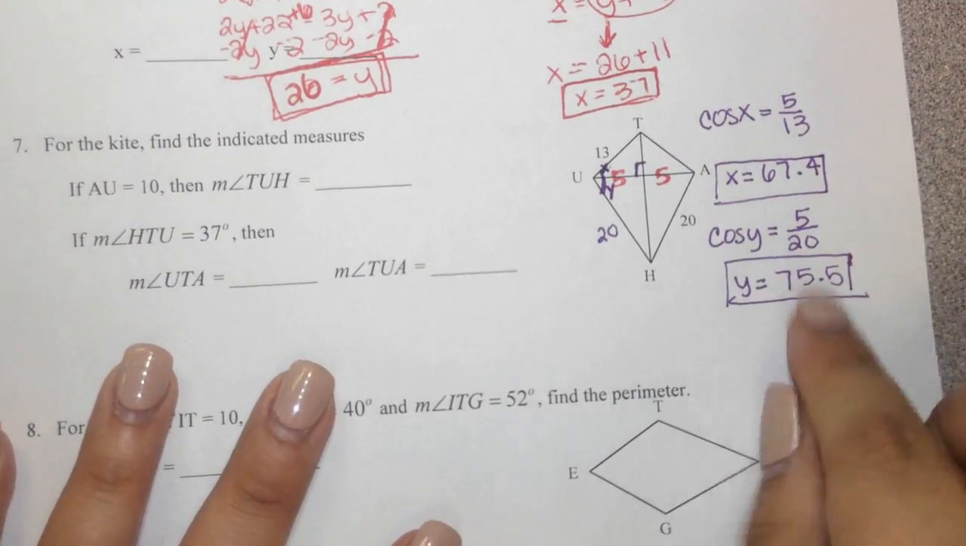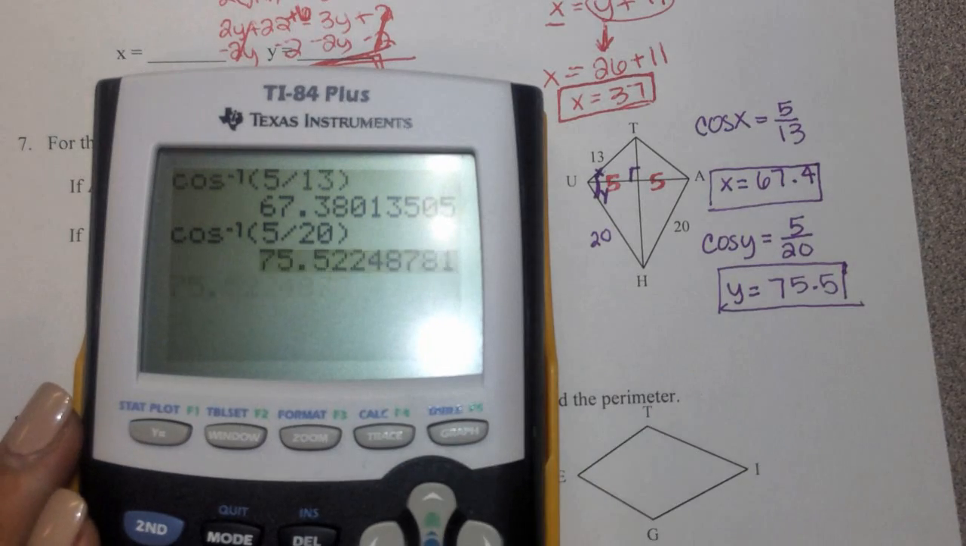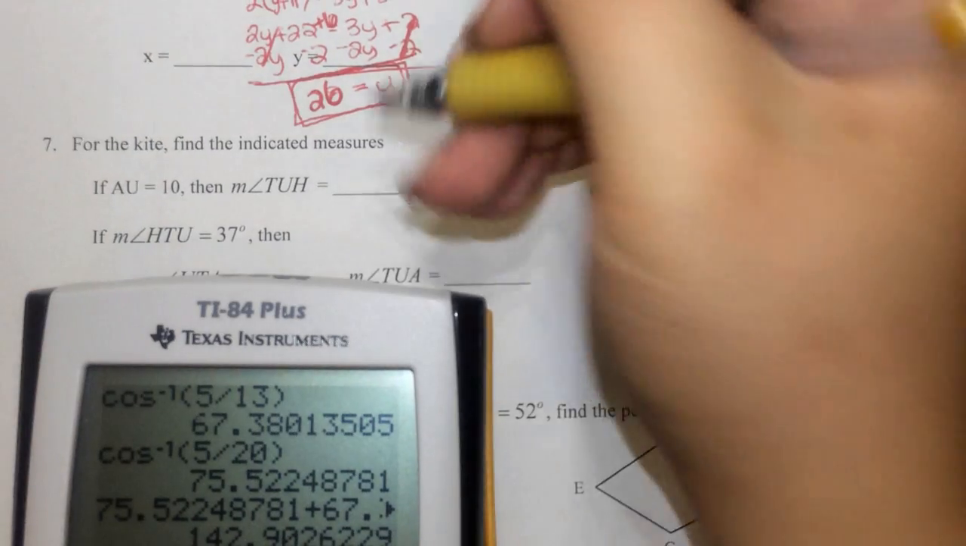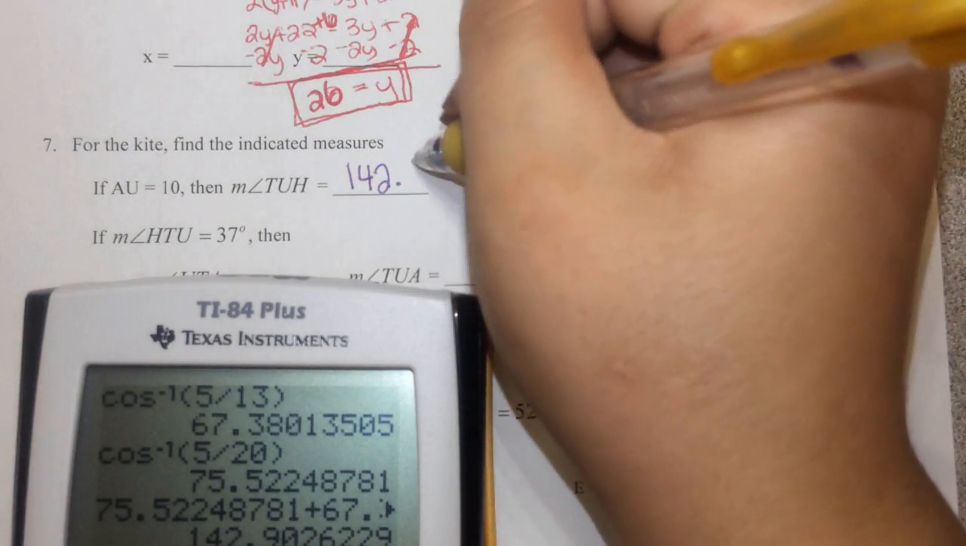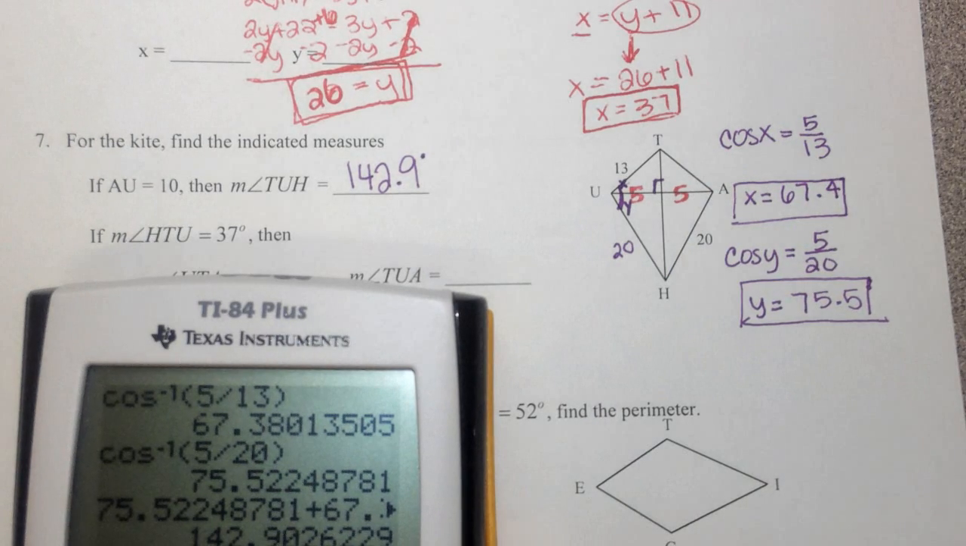Now to get TUH, I have to add these together. I'm not going to add those right there together. I'm going to add what's in my calculator. So I'm going to take that one plus this one, and my total is 142.9 degrees. Any questions?